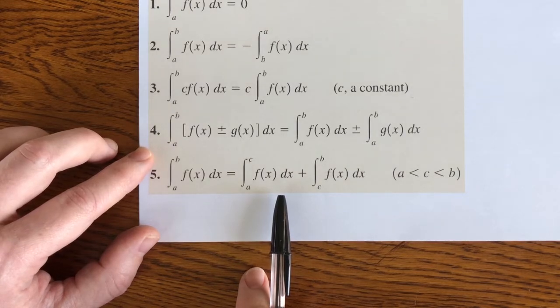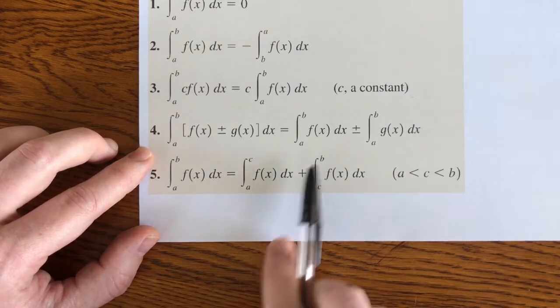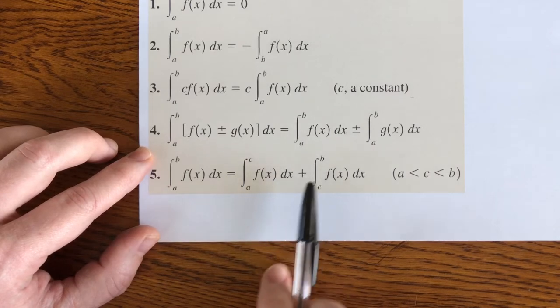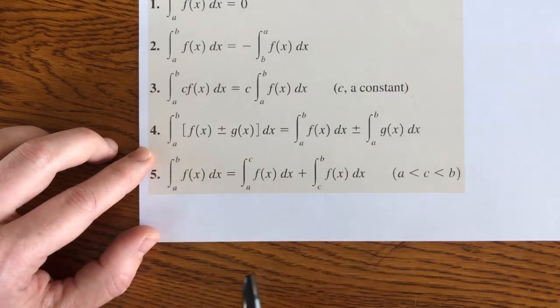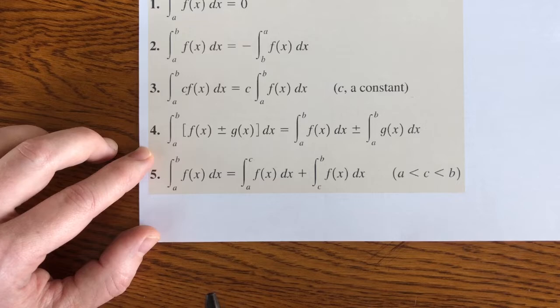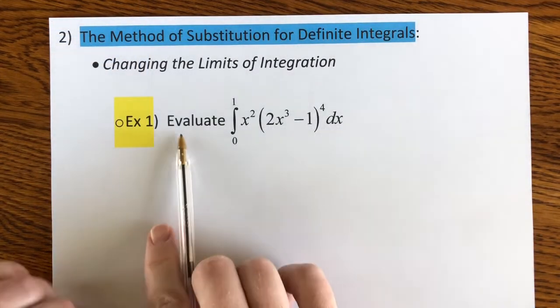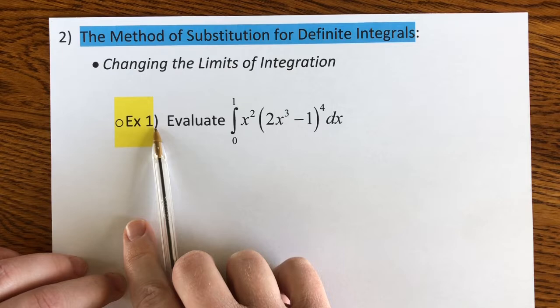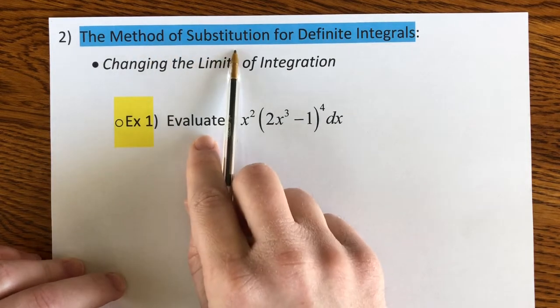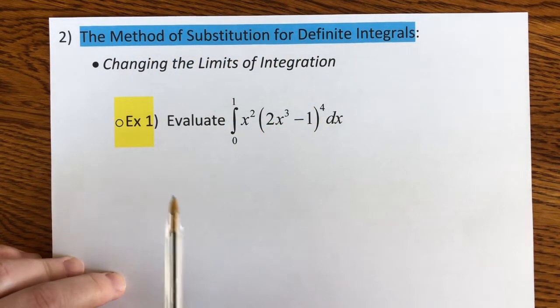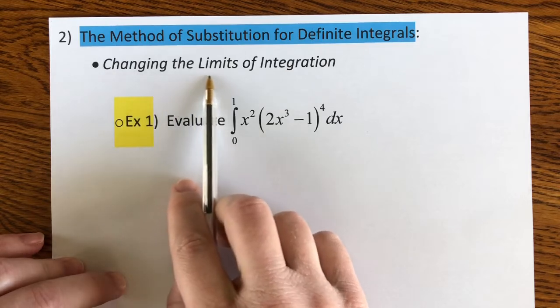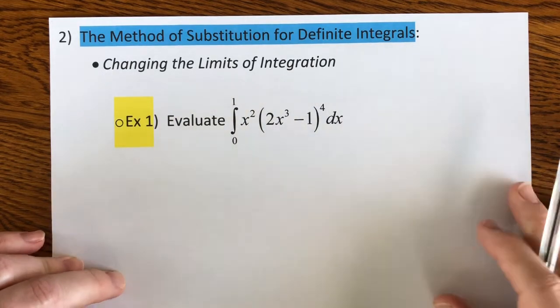So now we're going to look at some examples to illustrate these properties and to look at what is called the method of substitution for the definite integral. Exciting, fascinating stuff. Let's get to it. So what we're going to do now, example number 1, is use the method of substitution for definite integrals. And what we have to do is change the limits of integration in order to accomplish that.